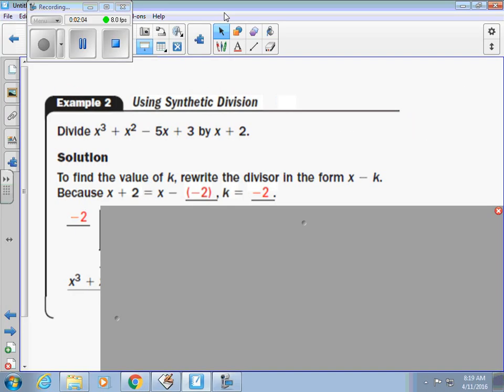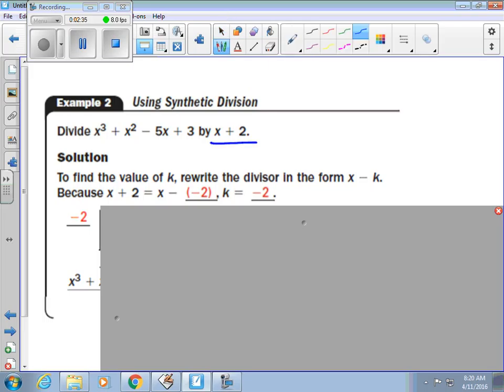It says to divide x cubed plus x squared minus 5x plus 3, notice that's four terms in that polynomial, divided by x plus 2. So the remainder theorem says that if it's in the form x minus k, because x plus 2 equals x minus a negative 2, therefore k's value is negative 2. That's a whole mouthful of stuff to say, but when you look at this binomial here, this is what you need to focus on.